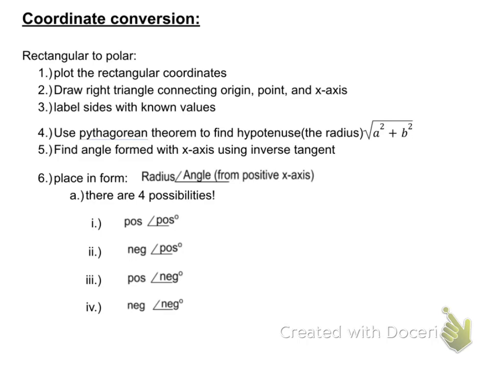4. We're going to use the Pythagorean theorem to find the hypotenuse, aka r, the radius, which basically means a squared plus b squared, and then take the square root. Okay? We should not be struggling with this concept. We know how to square numbers, we know how to add numbers, and we know how to take a square root.